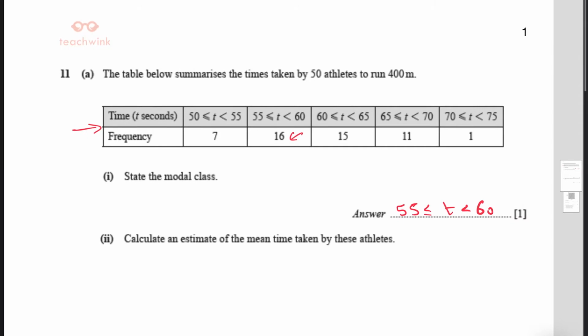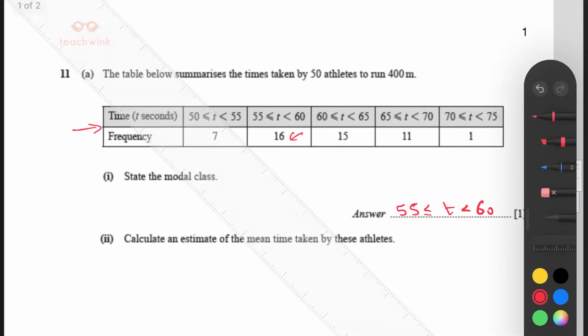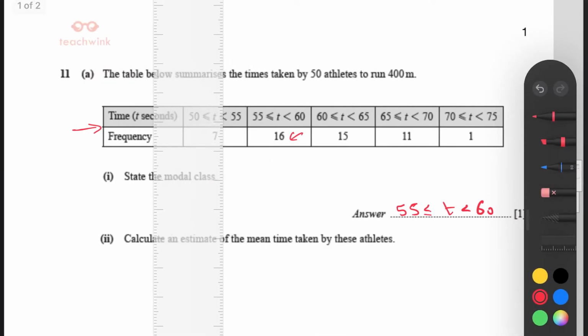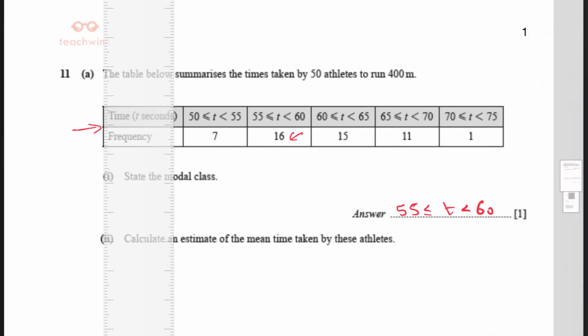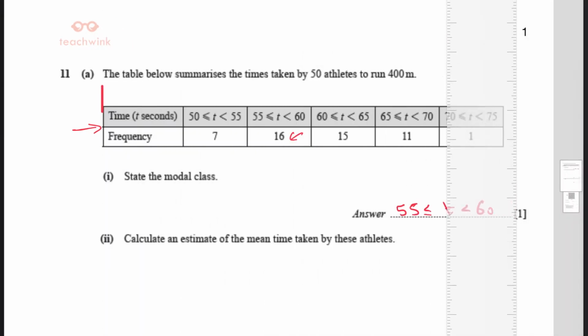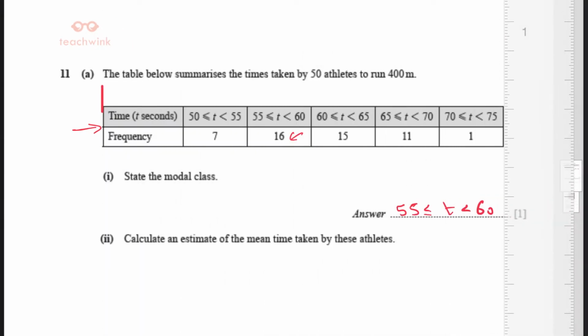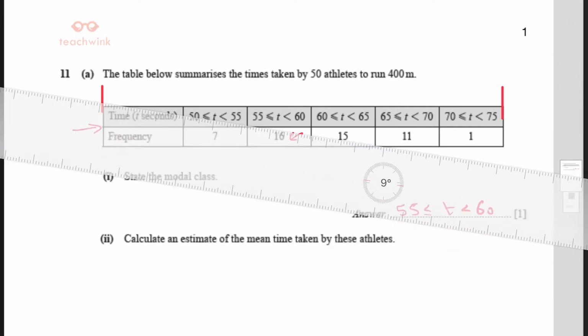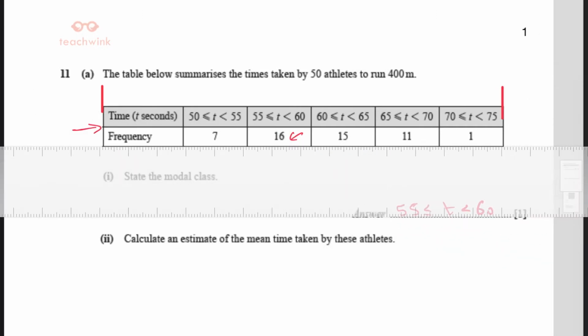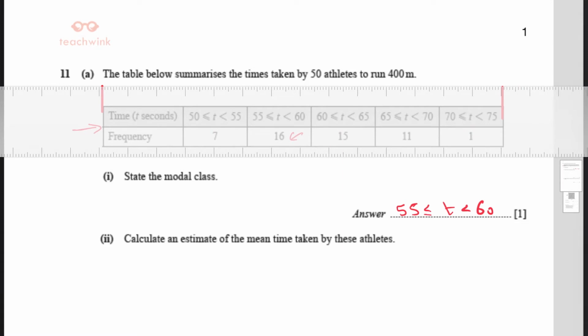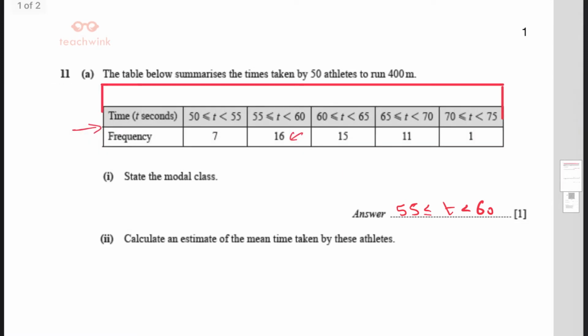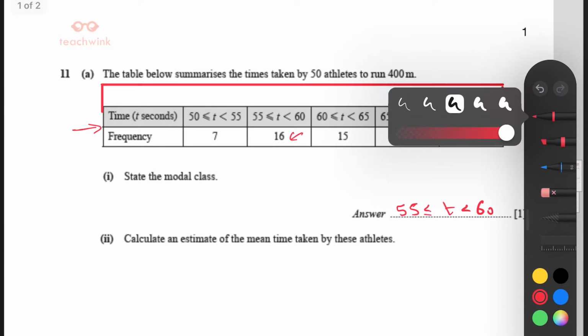To find the mean time, we need to draw a row above this and put down all the middle values of the times taken by these athletes. So let's do that first. Let's draw a mini row over here. I hope this is visible. It might take a little bit of time, but we'll try to get it correct. I think it's the broadest one.